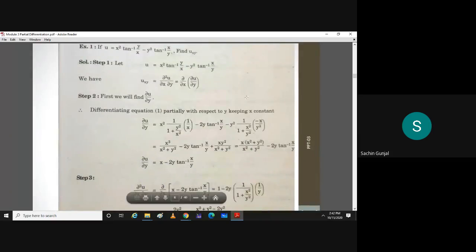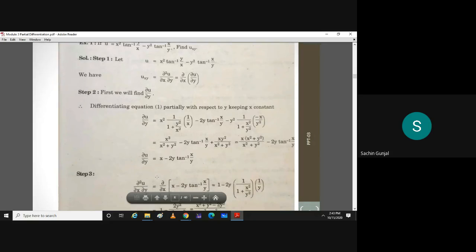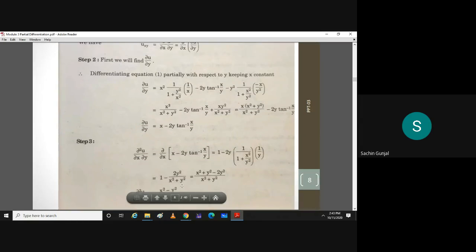Then we considered this problem: u is equal to x square tan inverse y by x minus y square tan inverse x by y, to find out u xy. How did we calculate it? First of all, you find the partial derivative of u with respect to y, and then you differentiate that whole function with respect to x again. So del u by del y, after calculating, was x minus 2y tan inverse x by y. Then you differentiate it with respect to x. We got x square minus y square upon x square plus y square.